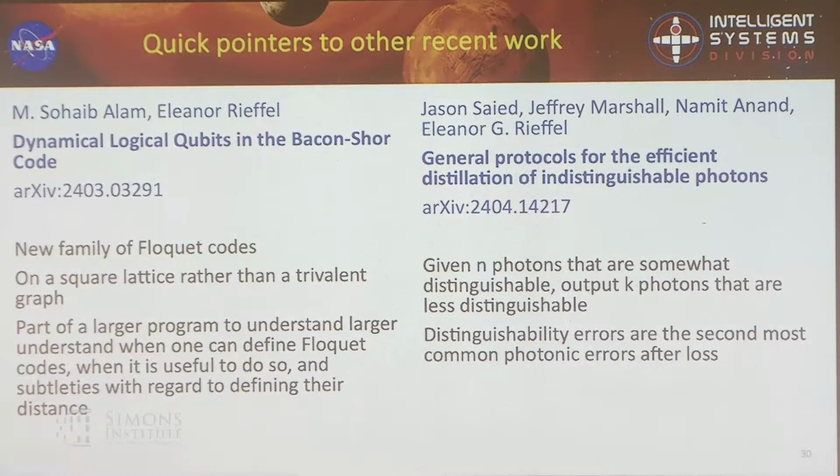Sort of inspired by magic state distillation, Jeff Marshall figured out a protocol a year or two ago that takes n photons that are somewhat distinguishable and outputs a smaller set of more indistinguishable photons. So those are much better inputs for quantum information processing. And we now have much more general, more efficient protocols and a lot of theory supporting that, which just came out last week.